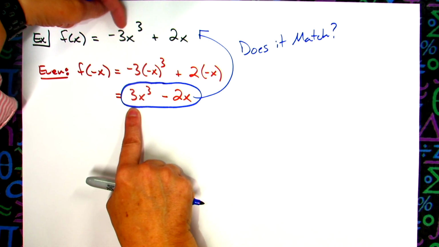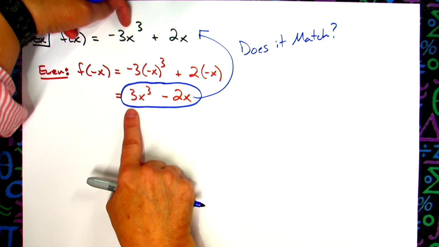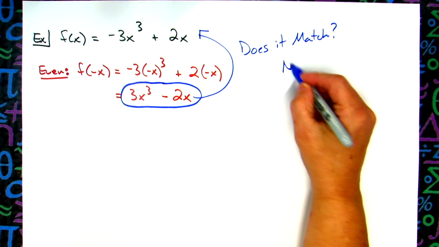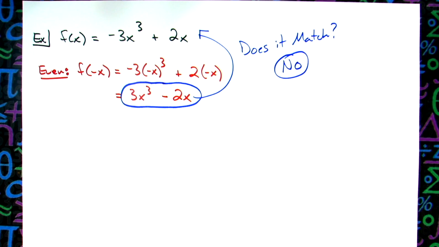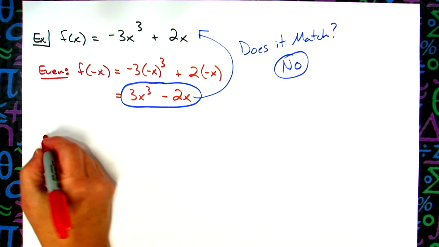No, because the original function had a negative 3x to the third. This has a 3x to the third. So the answer is no. So what that tells me is this is not an even function. Okay, so not an even function. That's okay. Now what I'm going to do is I'm going to go through and I'm going to test for odd.